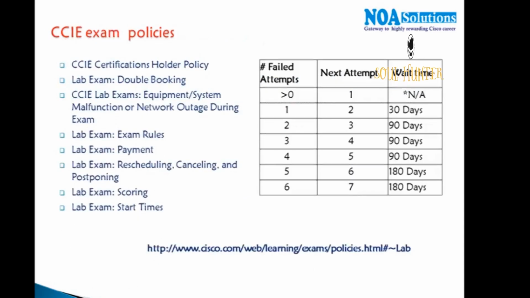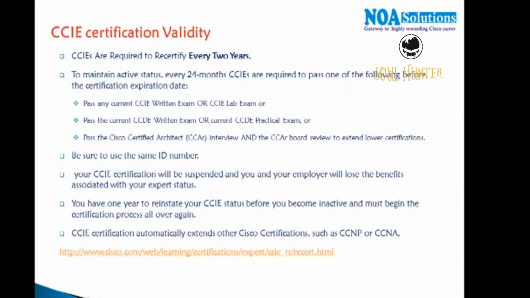Now there are a few other things we'll be covering in this video here: the validity of your examination. Once you get certified for CCIE, your certification will be valid for the next 2 years. So in order to maintain this active status, you have to write any one of these exams every 24 months, that is 2 years.